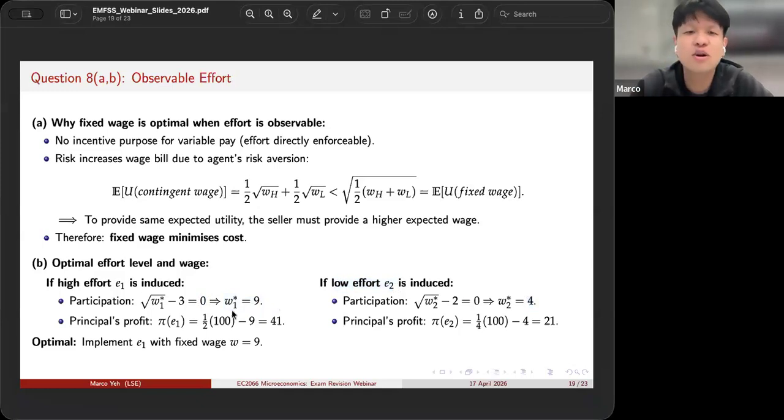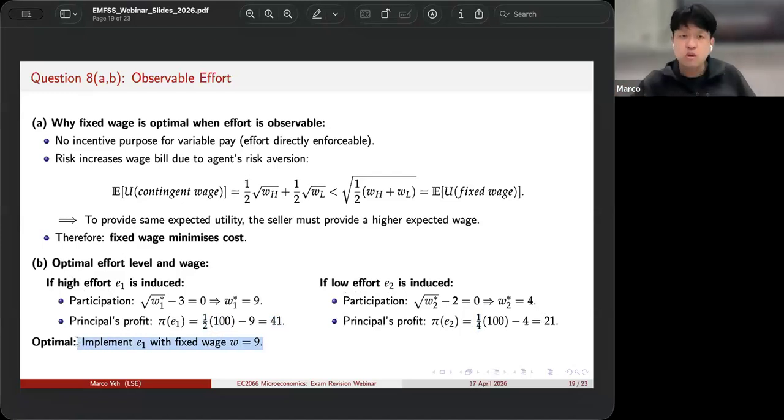It looks like 4 is better than 9 because you are paying a lower cost for your labor, but that's not true when you count the revenue. You only care about your expected payoff. What is your expected revenue? If they do high effort, by assumption, with probability 1/2 you will get 100. But if they only exert a low effort level, then only 1/4 by assumption. And obviously, 1/2 is greater than 1/4. So the best option for the principal is to do E1 with 9.